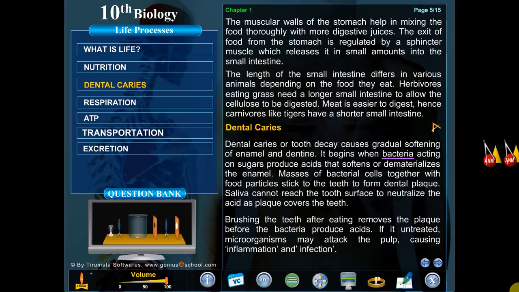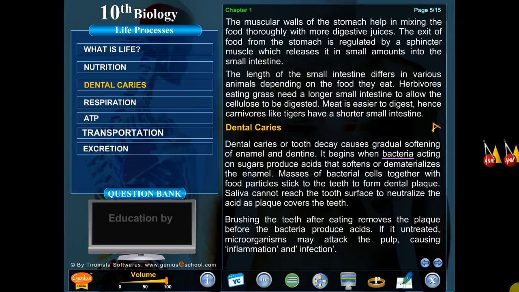The exit of food from the stomach is regulated by a sphincter muscle which releases it in small amounts into the small intestine. The length of the small intestine differs in various animals depending upon the food they eat. Herbivores eating grass need a longer small intestine to allow the cellulose to be digested. Meat is easier to digest, hence carnivores like tigers have a shorter small intestine.